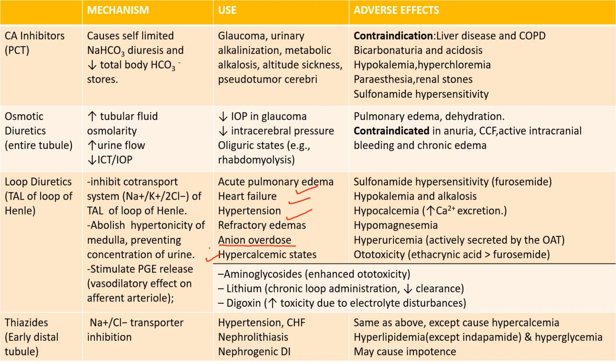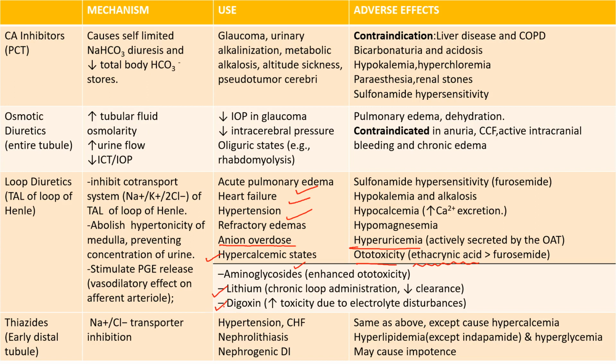They can cause sulfonamide hypersensitivity, hypokalemia and alkalosis, hypocalcemia, hypomagnesemia, and hyperuricemia and ototoxicity, especially ethacrynic acid. Hence, they should not be given with aminoglycosides because it causes enhanced ototoxicity. Chronic loop diuretic administration with lithium can cause decreased clearance of lithium, resulting in toxicity. And because of the electrolyte disturbances caused by loop diuretics, this should not be given with digoxin also because it can cause digoxin toxicity.